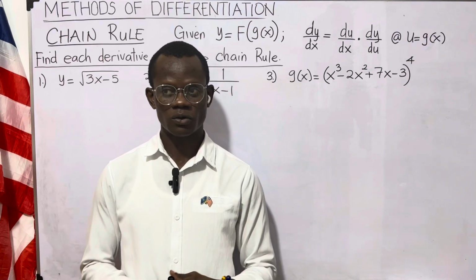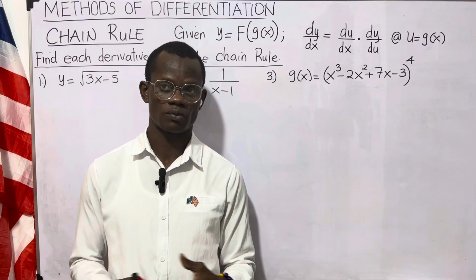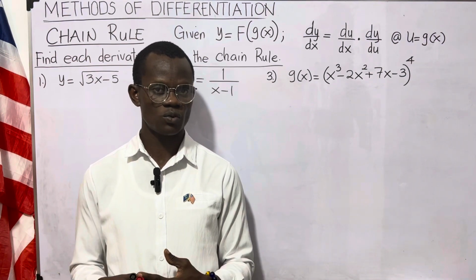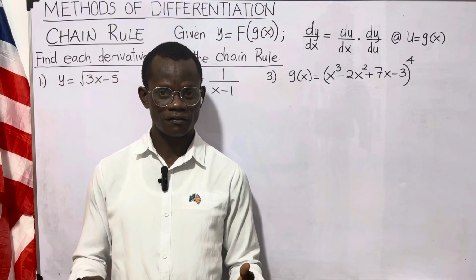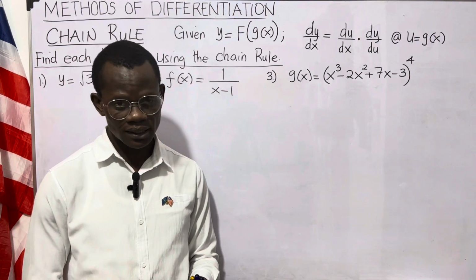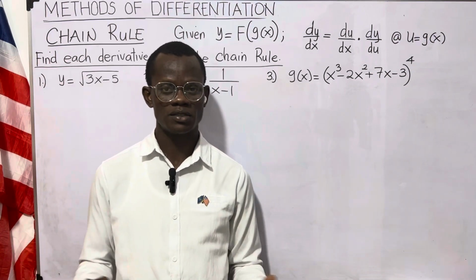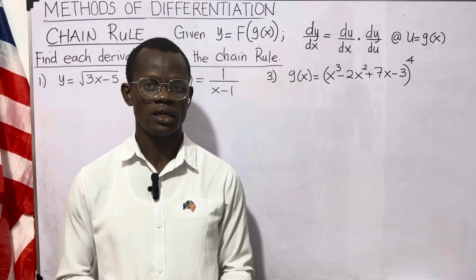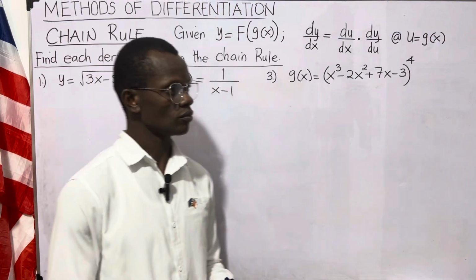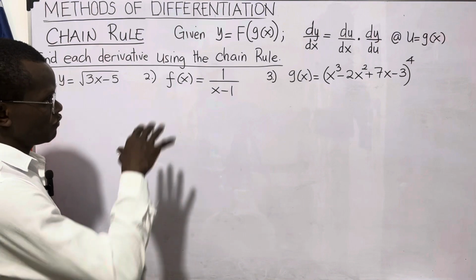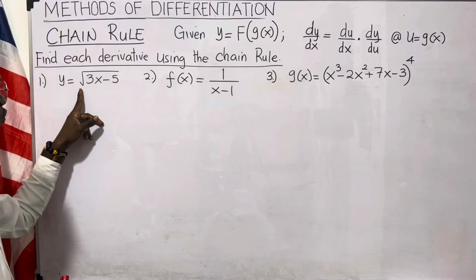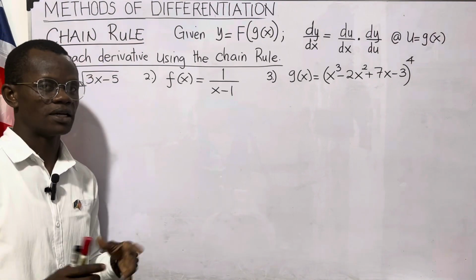In today's lesson, we'll look at the chain rule. In previous lessons, we proved the chain rule, or derived the formula for it. In this lesson, we want to solve some problems involving how we can apply the chain rule in finding the derivatives of a function. So I want to look at the first three problems. First problem says y equals the root of 3x minus 5.